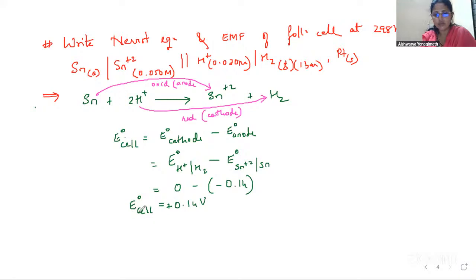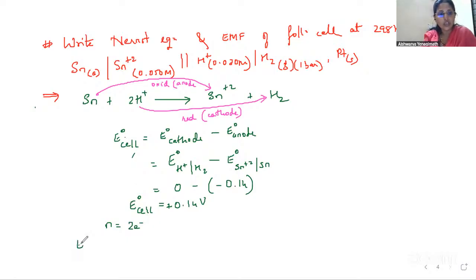Using the Nernst equation, we want E cell. So we will write the equation and then calculate E cell. What is the number of electrons? Tell me here. It is 2. Sn is becoming plus 2, losing 2 electrons. So it is 2.